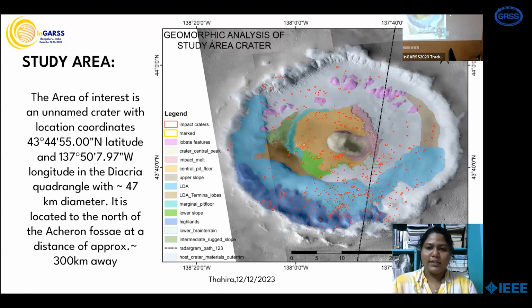This is the study area. This is an unnamed crater located at these coordinates in the Diacria Quadrangle. It's approximately 47 km in diameter and is approximately 300 km away from the Acheron Fossae to the north. And these are the impact craters, and the purple ones are the lobate features and central peak. The blue ones are the lobate debris aprons, etc. And the black line which you are seeing in the map is the radargram path, which is used in this study.